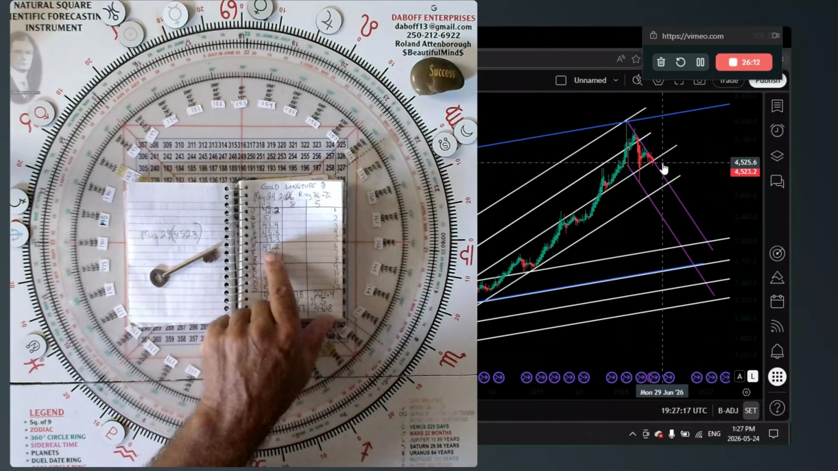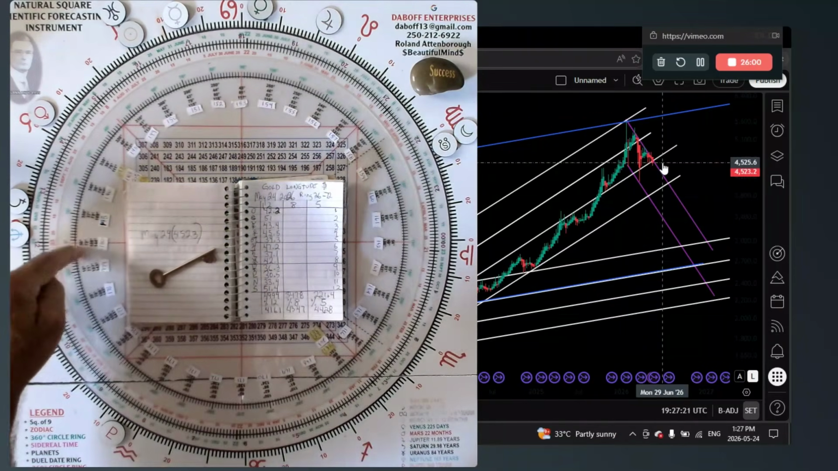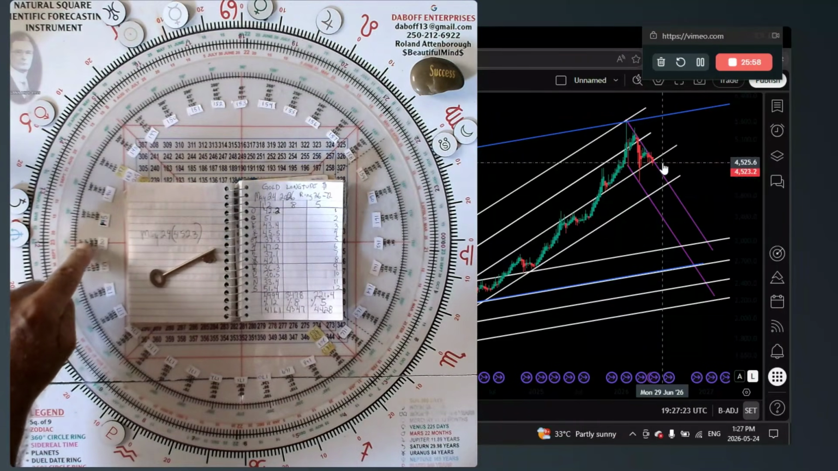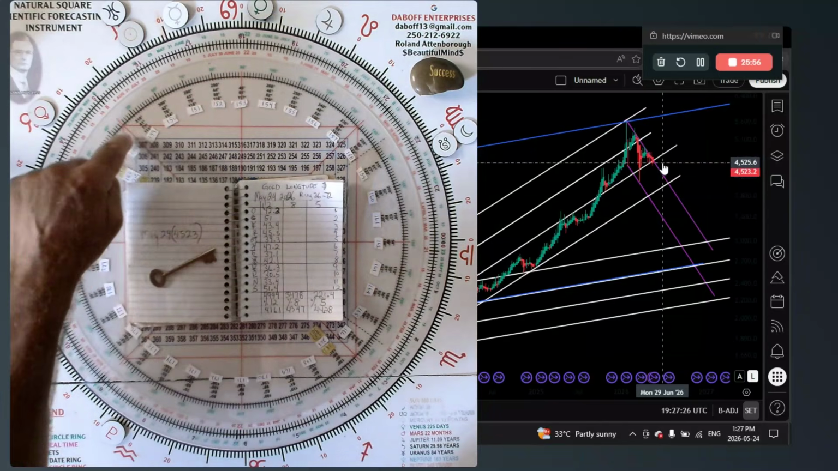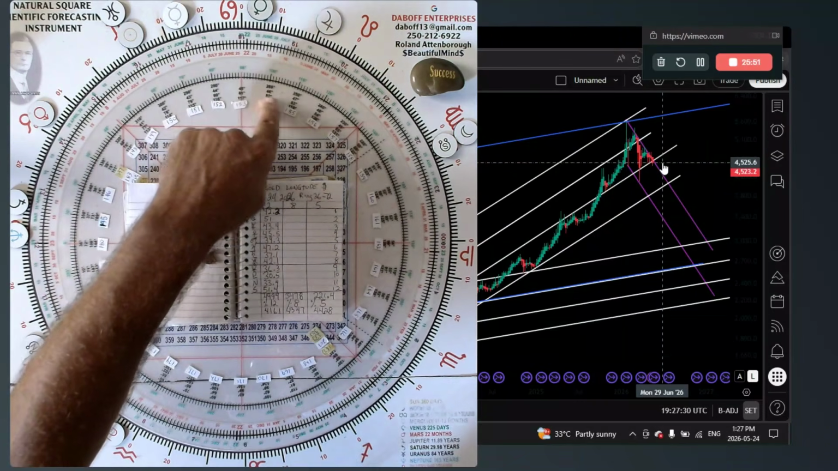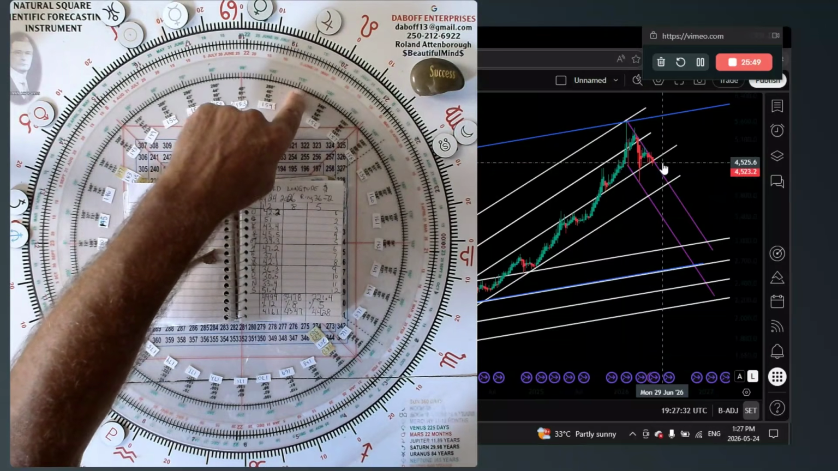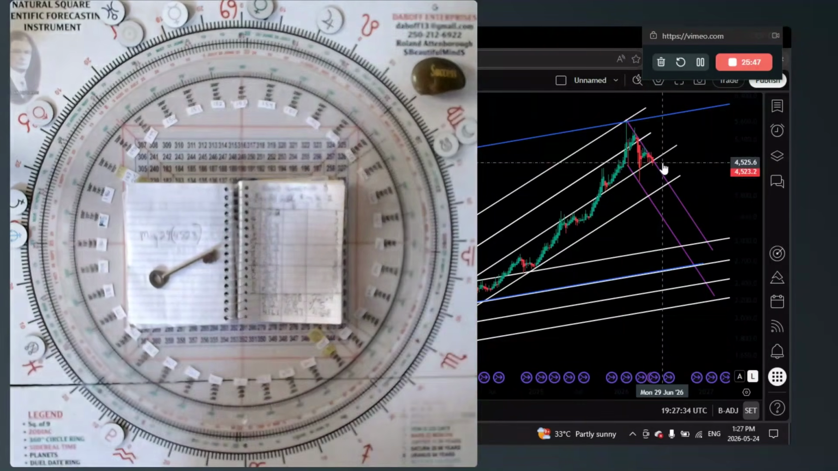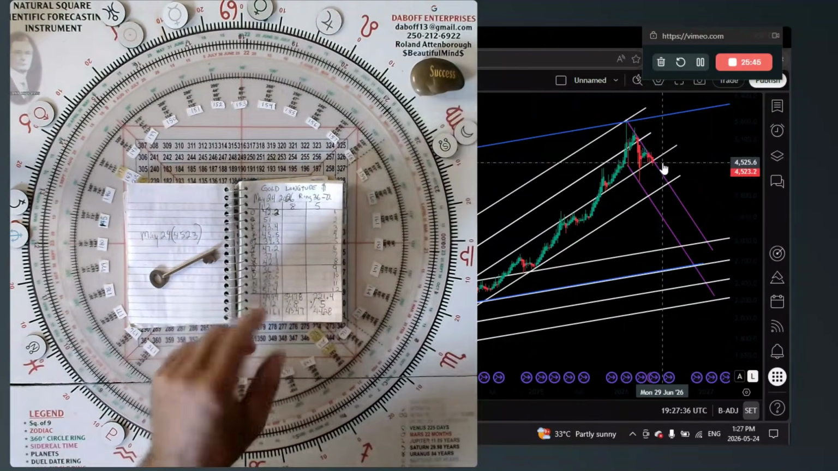Jupiter is at 47.2. Well, coming around from our circle, right? 36, 37, 38, 39, 40, 41, 42, 43, 44, 45, 46, 47.2, right? There it is. It's not difficult, guys. It's pretty simple.